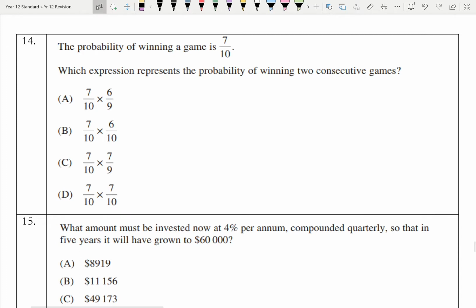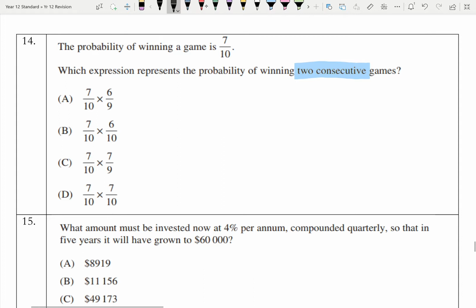Okay, question 14, doing some probability. So, we are told the probability of winning a game is 7 out of 10. Which expression represents the probability of winning 2 consecutive games? Now, that consecutive is what's important here.